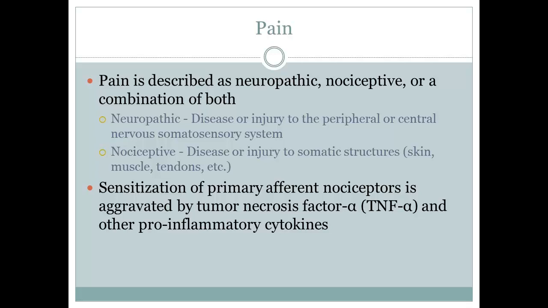Sensitization of primary afferent nociceptors is then further aggravated by the upregulation of pro-inflammatory cytokines like tumor necrosis factor alpha and other pro-inflammatory cytokines, interferon gamma, elements that further exacerbate the elements of pain simply because they are sensitizing these afferent nociceptors. That then increases the experience of pain. So there's a complex pathogenesis of pain, numerous etiologies that correspond and correlate to the manifestation of pain.